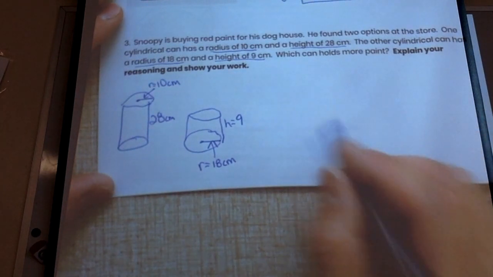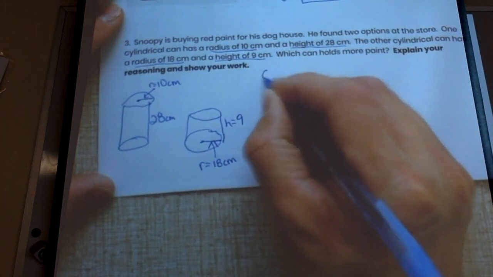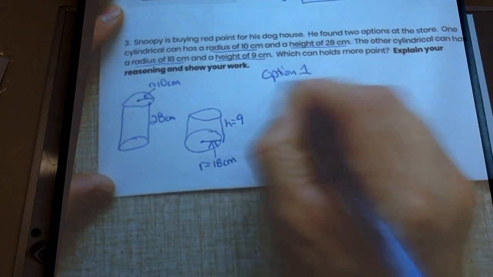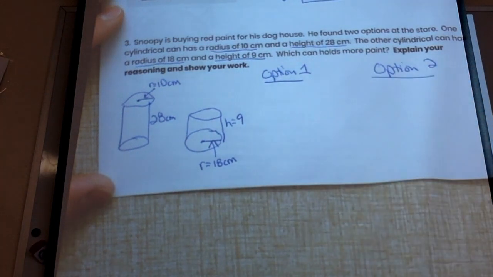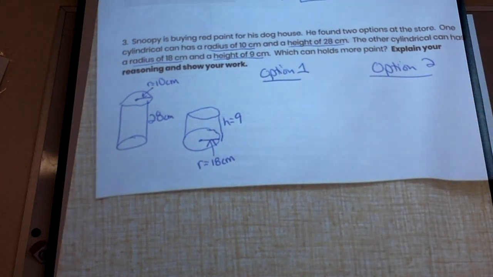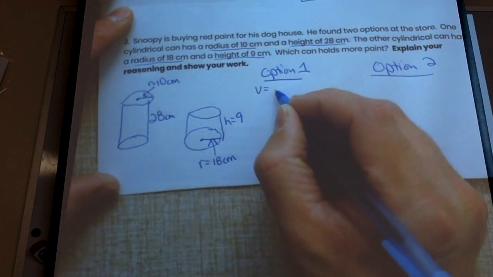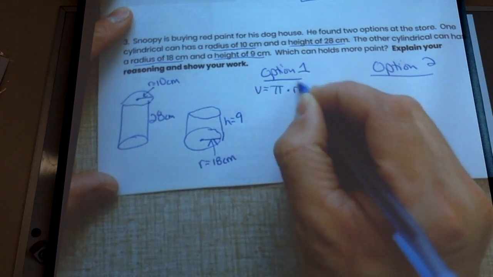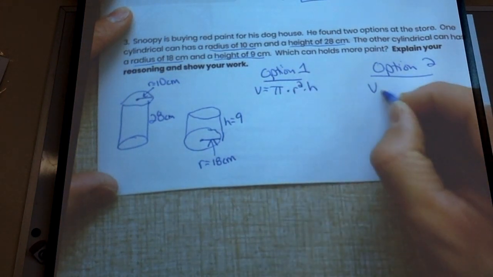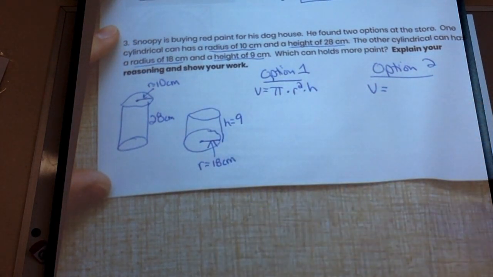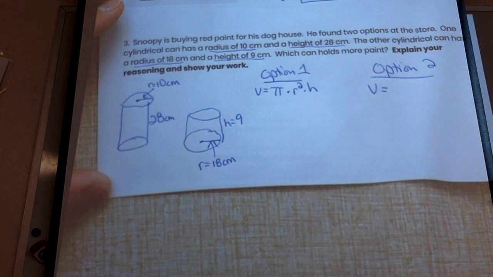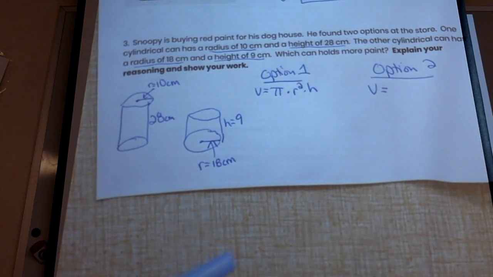So what we need to do is we have 2 paint cans. So we have option 1 and option 2. They want to know which one's going to hold more paint. We have to explain by showing our math. That's our explanation. So we're going to use our volume equals pi times radius squared times our height for both of these. In this one, if you notice, it didn't say leave your answer in terms of pi. It didn't say use 3.14. So in this case, you can use the pi button, or if you want, just use 3.14.